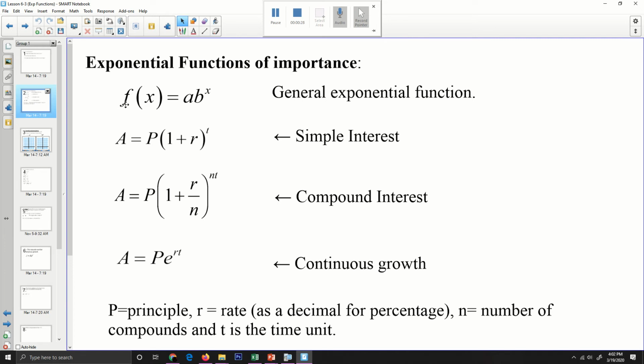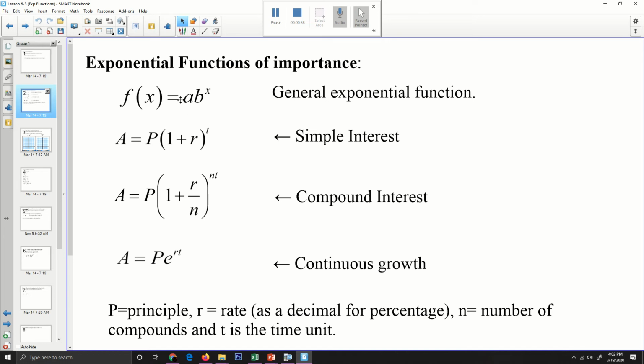Any function that is in the form f of x equals a b to the x is what we would call a general exponential function. And these come in different forms that have specific use. The simple interest function, A equals P times 1 plus r to the t. The compound interest function, A equals P times the quantity 1 plus r over n to the nt. And A equals P e to the rt for continuous growth.